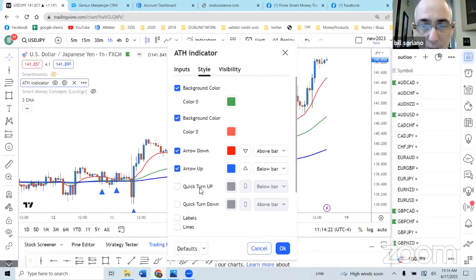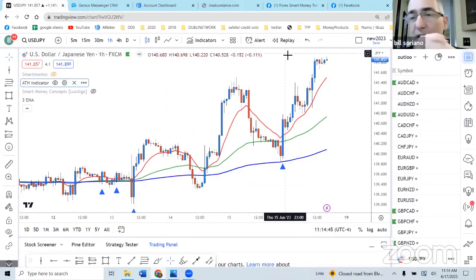Now, I have the quick turn turned off here. That's another strategy. That's our ATH quick turn strategy. That's another strategy you'll learn about when you join our community. I'm not using that strategy in my trading plan. I use smart money and I use the 62 pullback strategy. So we don't need to have the quick turn turned on. And you can see I have it unchecked here. You learn everything about all these strategies that we use. We use our ATH indicator for the 62 pullback, the quick turn, and we also use it as a confirmation on our smart money trades, which I'll go over tomorrow for you.